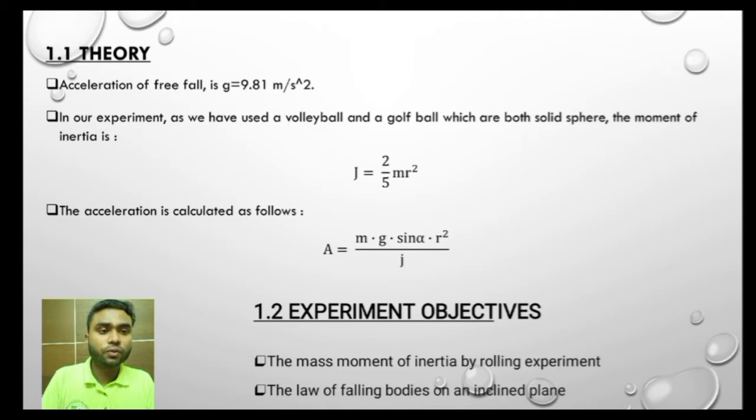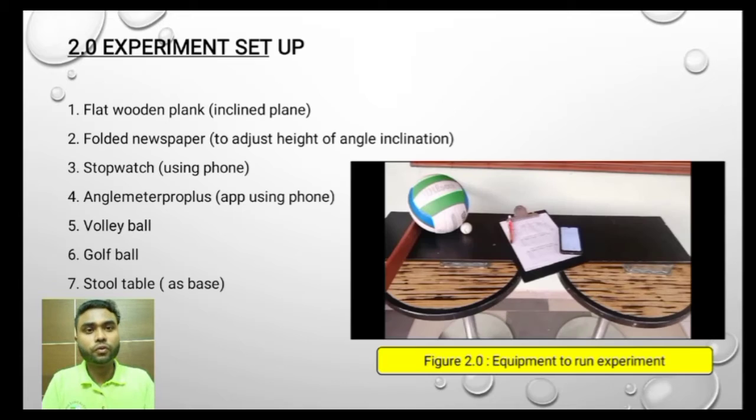The objective of our experiment is to be able to determine the mass moment of inertia by a rolling experiment, the law of falling bodies on an inclined plane. Moving on to the experiment setup.